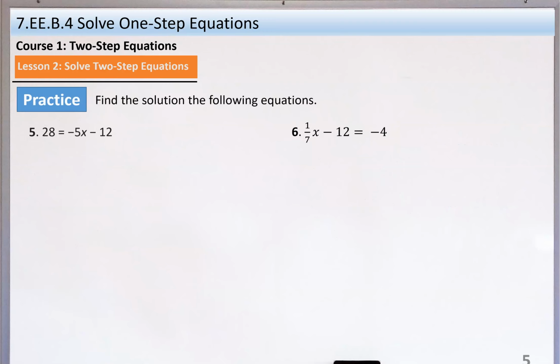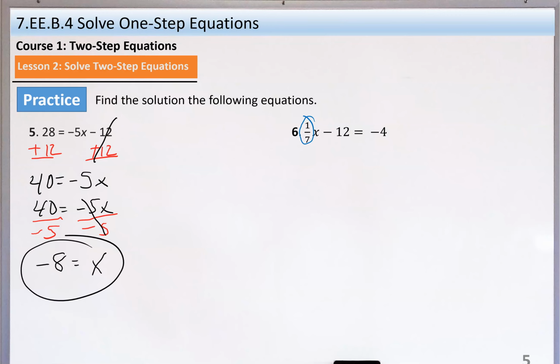So that's pretty much the difference. We just have to add one more inverse operation. And we never start with the coefficient. So I have 28 minus 5 times some number x minus 12. And what I mean by coefficient is this number attached to the variable. So my first operation here is to undo the negative 12, or the subtraction of 12. So I'm going to add 12. That leaves me negative 5x equals 40. Divide both sides by negative 5, negative 8.